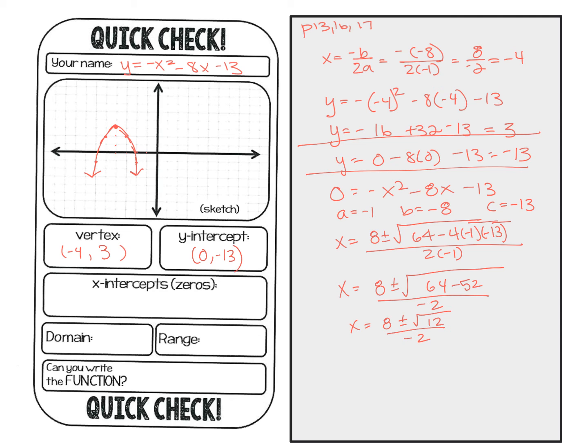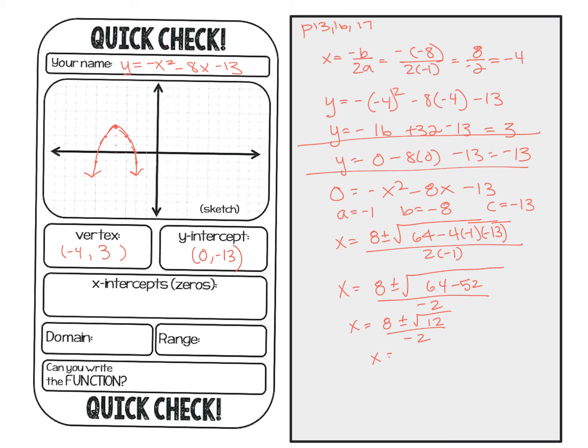At this point, I'm going to stop simplifying because this doesn't ask for it in radical form. It just asks for the x-intercepts. And when I'm graphing, it makes more sense for me to check my answer in decimal form. That's what I can easily look and see on my graph. So I plug in 8 plus the square root of 12, hit equals, divide by -2.